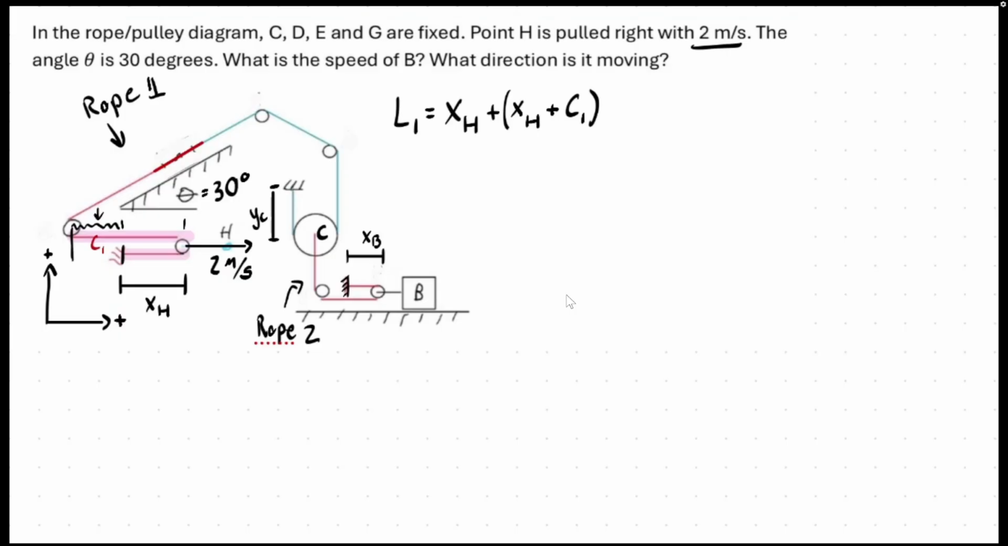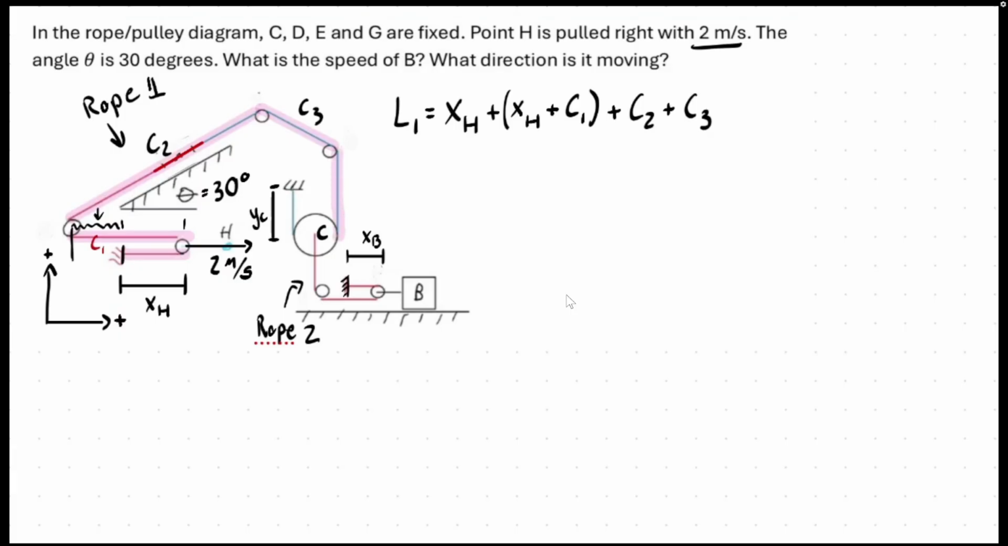We can notice a couple other things. It gets a little simpler here. This entire length is between two fixed points, so this is also just a constant. Let's just call it C2. Same thing with this length over here. It's just between two fixed points, so C3. And then this length down here, let me add C2 and C3 first.